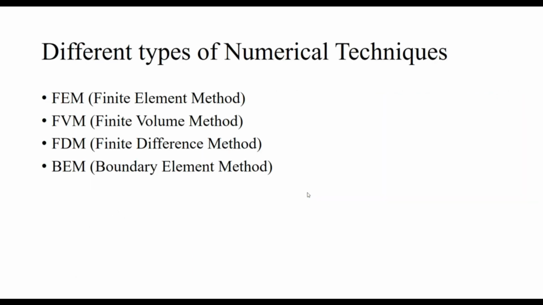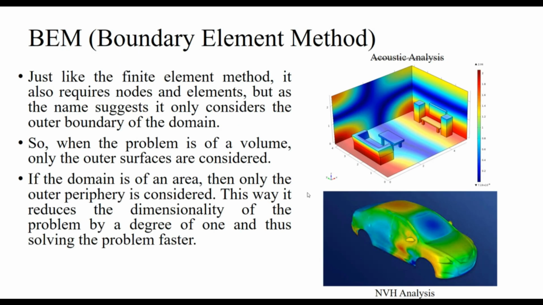Coming to the different types of numerical techniques, there are FEM, the finite element method, FVM, the finite volume method, FDM, the finite difference method, and BEM, which is nothing but the boundary element method. So coming to the boundary element method, or BEM. Just like the finite element method, it also requires nodes and elements, but as you see in the name, if we perform any analysis using BEM, it considers only the surface or the boundaries of the particular system. So for example, if we take a volume, then it considers only the top surfaces for the analysis.